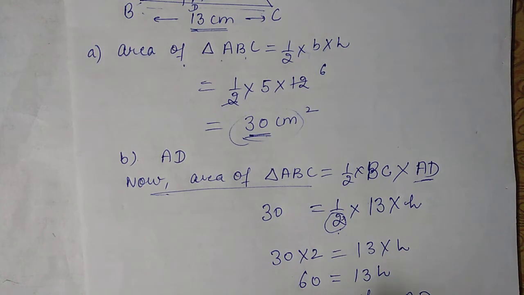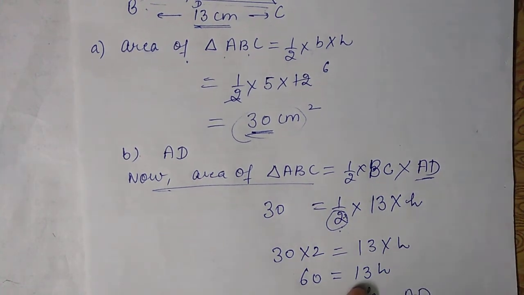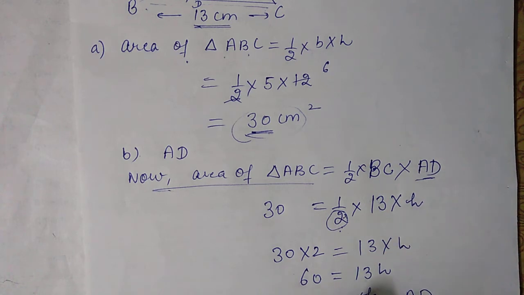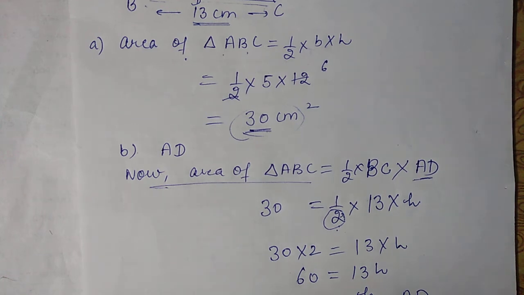Now question number 8 you have to do yourself. This is all about today's lecture. I hope it is clear to you. In this lecture we have learned area of triangle and area of parallelogram. Area of triangle is half into base into height, and area of parallelogram is base into corresponding height.